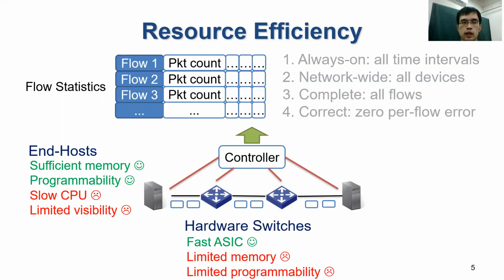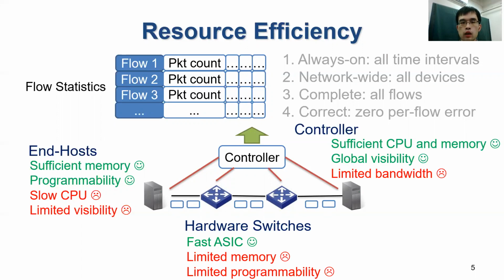For switches, they can process traffic at line rate with the switch ASICs. However, the memory in switches is limited and there are many restrictions on their programming models. For the controller, it can integrate resources from multiple physical servers to form a cluster. It also has the global view of the network. However, the link capacity between the controller and each data plane device is limited. So we cannot transmit too much traffic to the controller.